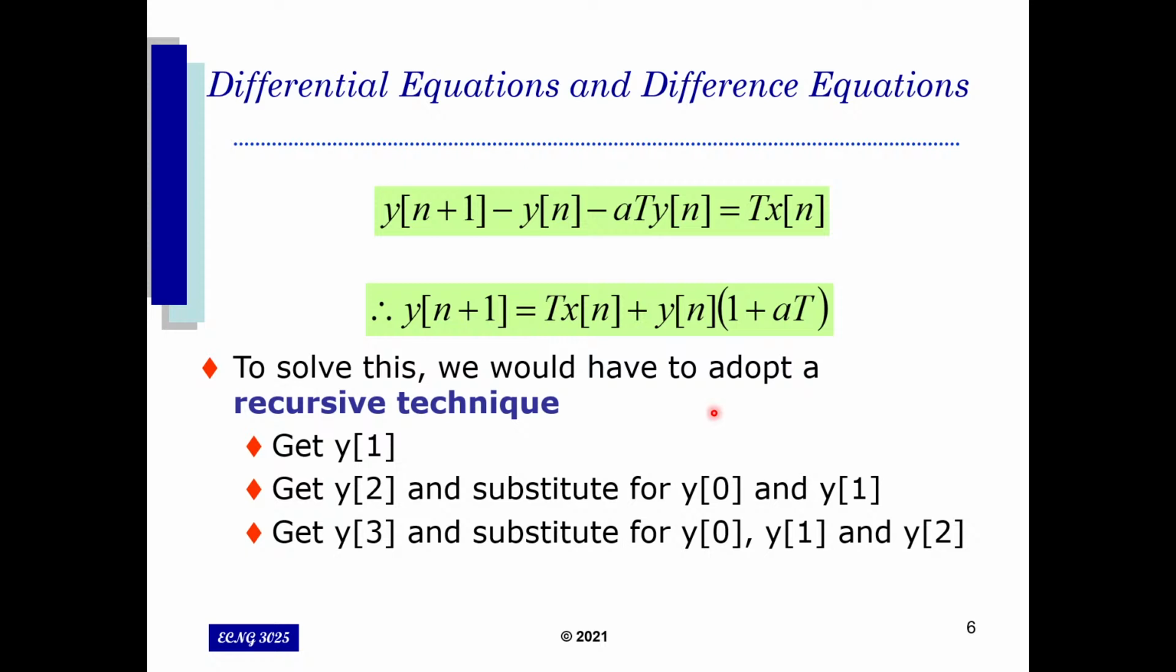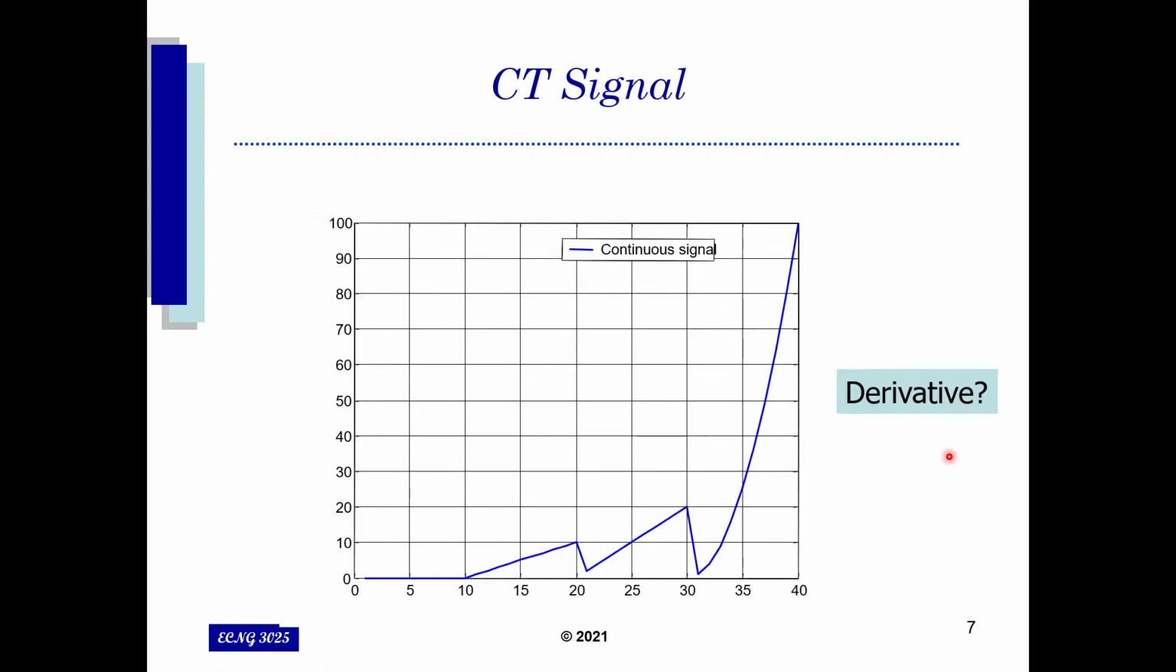recursive technique to solve it, meaning that you need to obtain y of 1, and then you have to get y of 2 and substitute for 0 and 1 here, and then y of 3 for 0, 1, 2, and so forth, which is a very tedious process, especially when you're trying to solve for higher and higher values of n. So that means we're going to have to figure out another way to go about solving this.